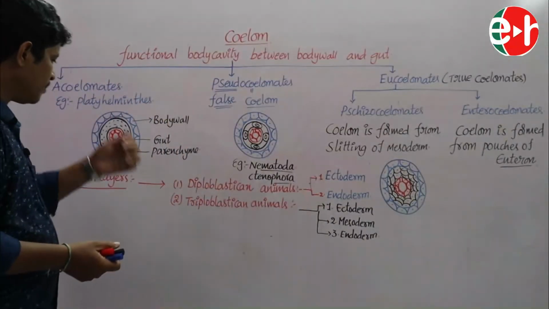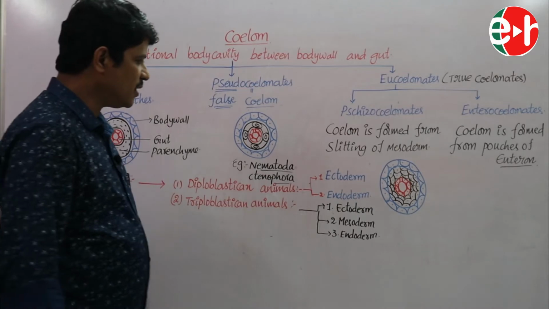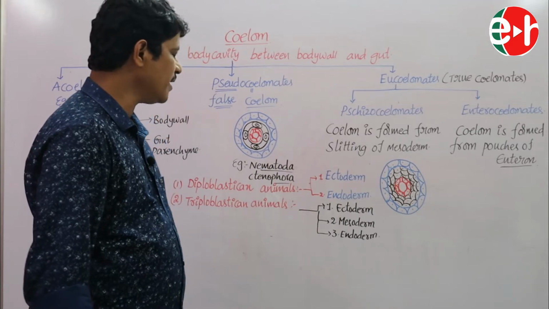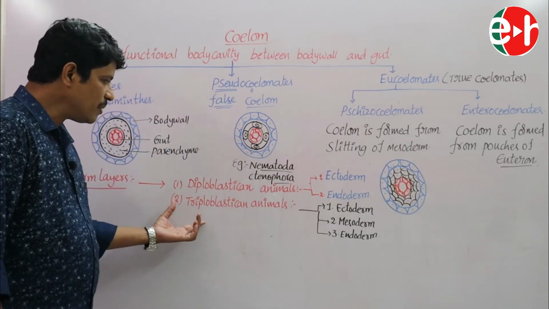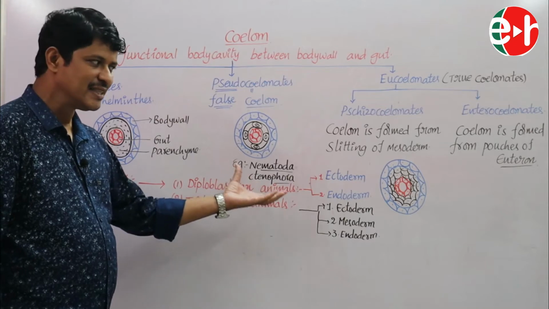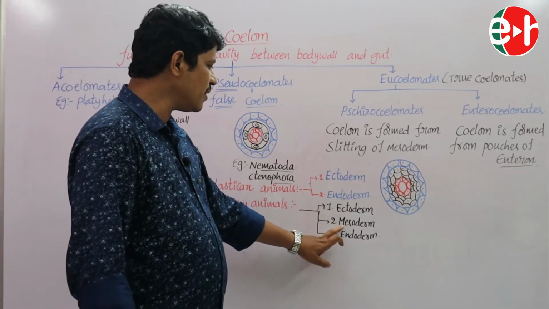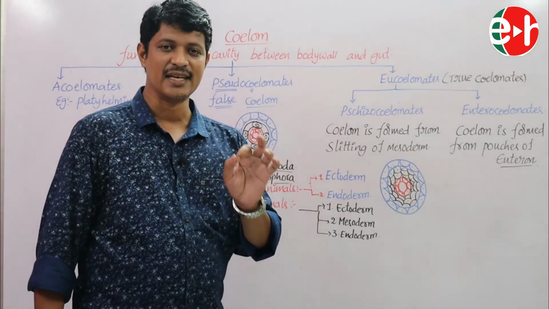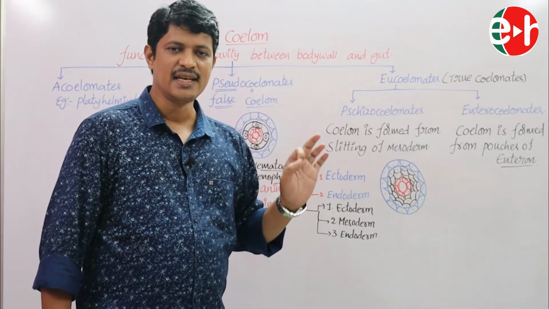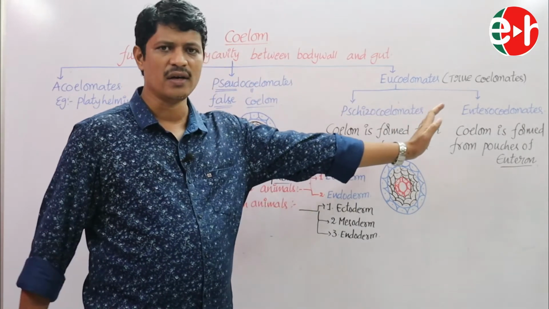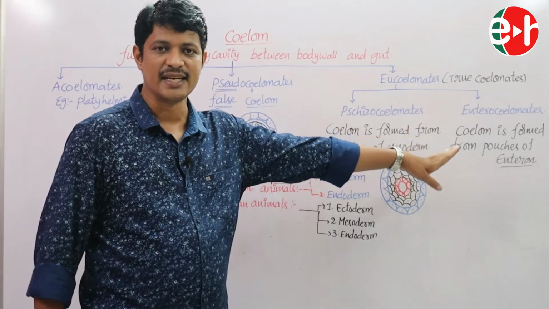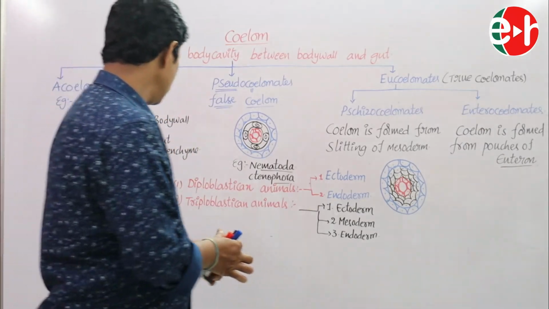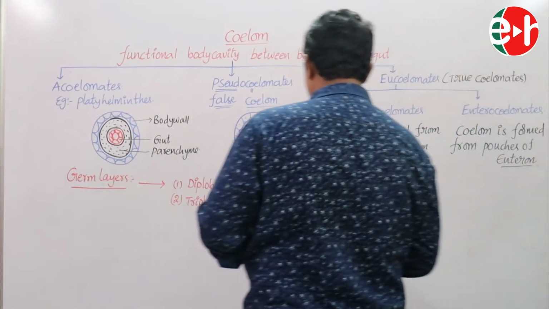See, diploblastic animals have two distinct layers, ectoderm and endoderm, as in Coelenterata and Ctenophora animals. Triploblastic animals have three distinct layers: ectoderm, mesoderm and endoderm. From the Platyhelminthes to the remaining organisms, all are triploblastic animals with three distinct layers, right? Now we are going to discuss the level of organization.